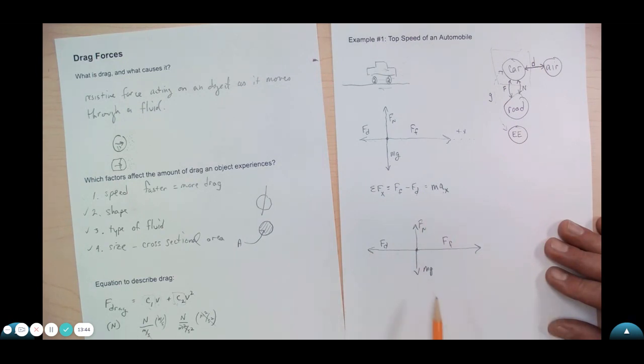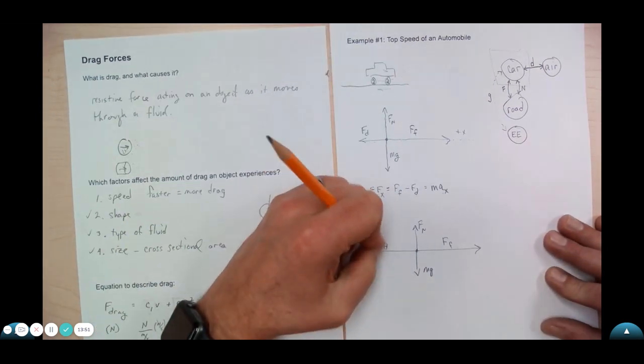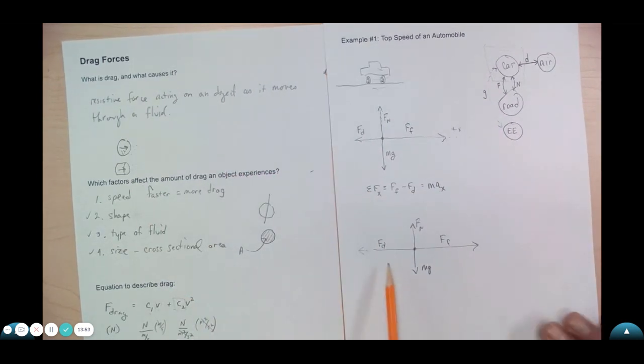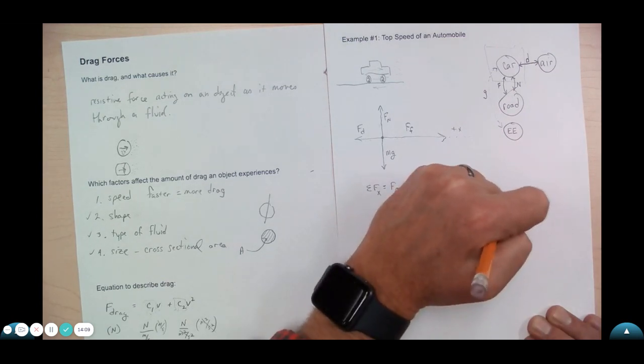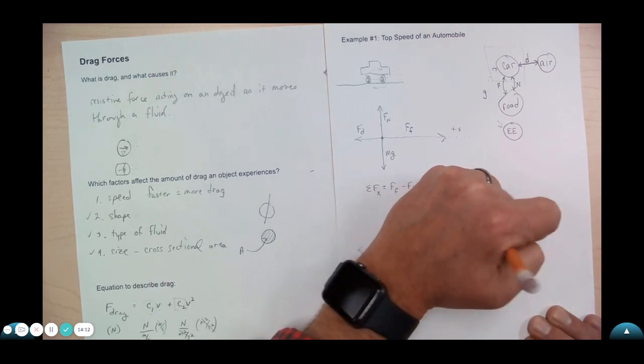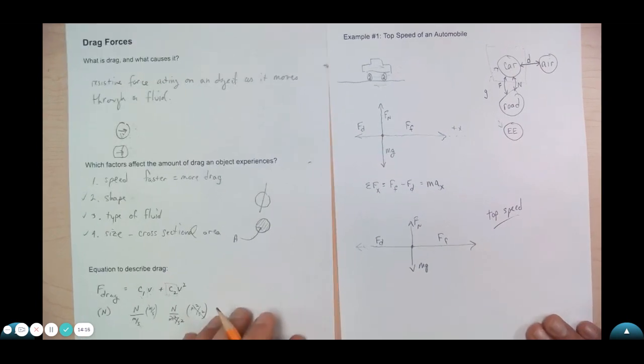What about when the object goes even faster and there's even more drag? You can probably imagine eventually you're going to reach a situation where the drag force becomes just as large as the road pushing the car forward. And when this and this become the exact same size, there is no more unbalanced force, therefore no more acceleration. We call that the car's top speed. That's why a car goes to some top speed and can't go any faster.